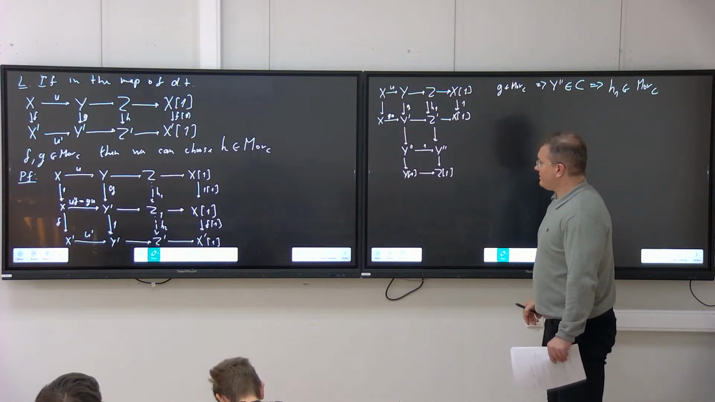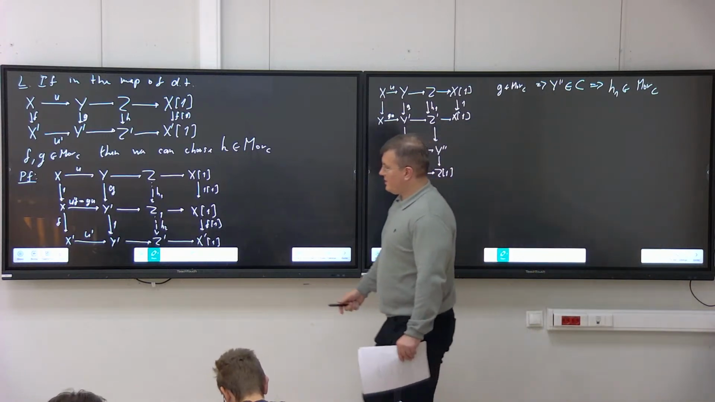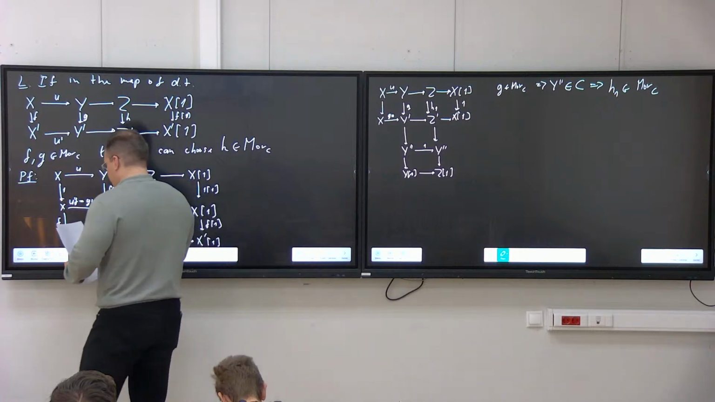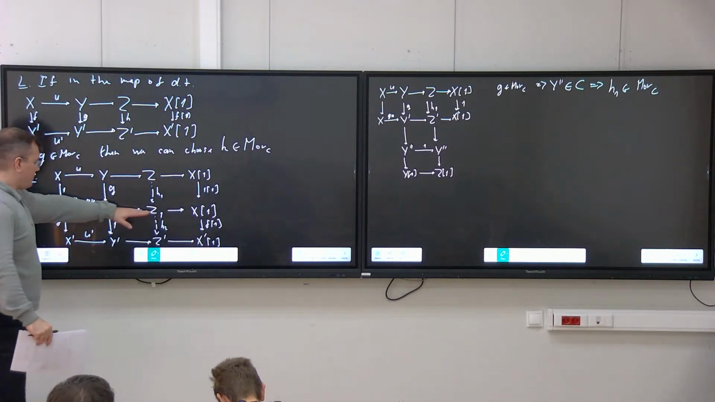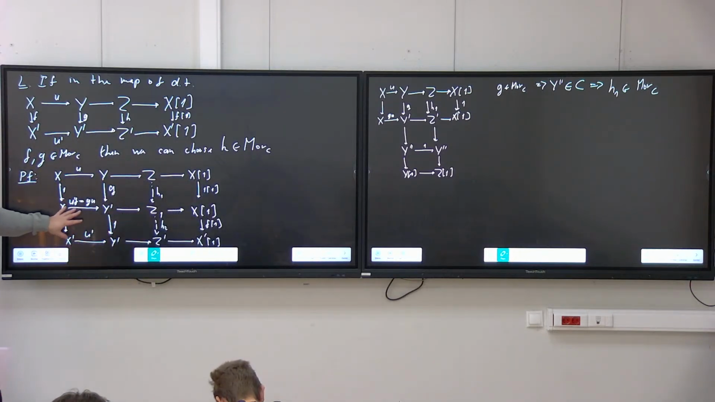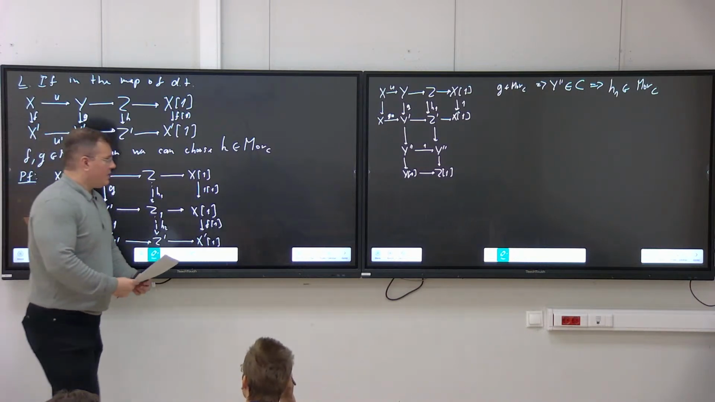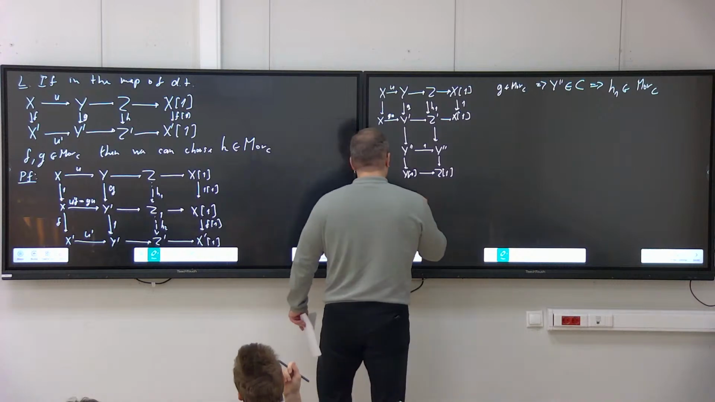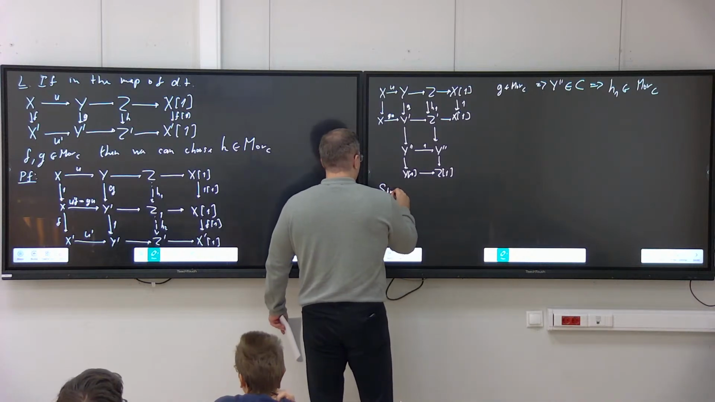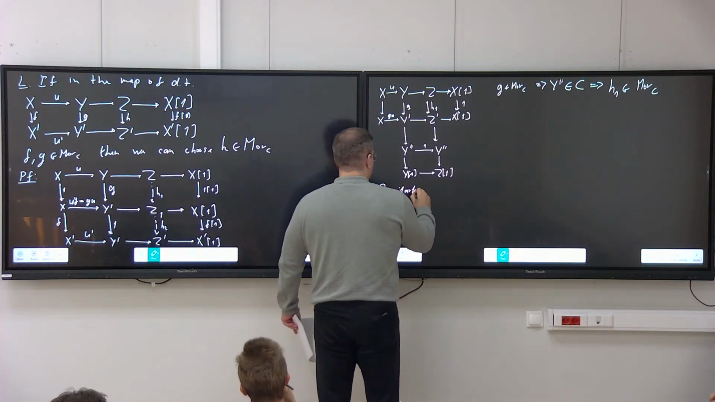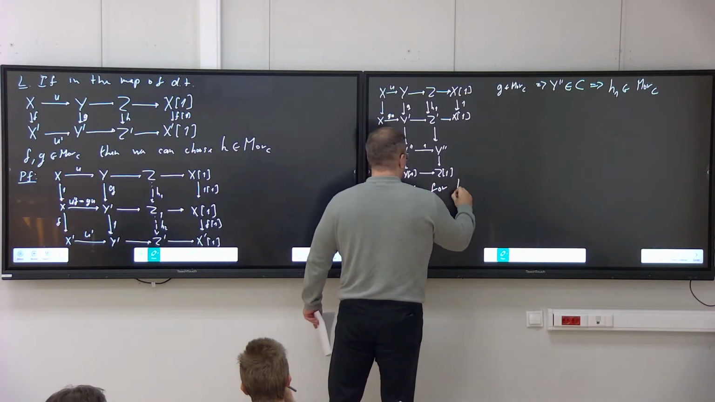Maybe I'll leave the second part as an exercise. You take the second part. It's shifted, so we need to shift it back, but then apply the octahedral axiom, the same argument. H2 you can choose in Mor C, and the composition will be in Mor C. So, for H2.